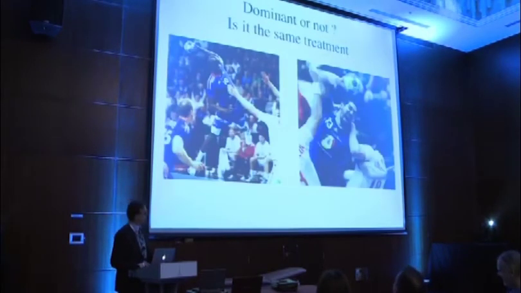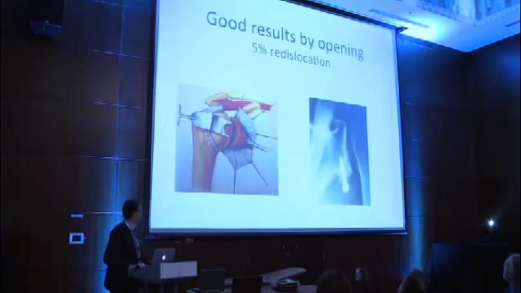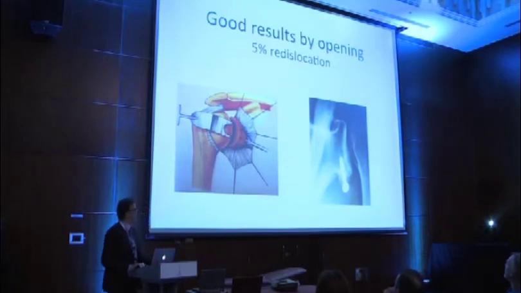Now we are going to talk about shoulder instability, and you see that there are two different cases. In these cases, this shoulder is the dominant one, and if we have the subluxation or luxation of the dominant shoulder, probably the problem is a little bit different than if he has a subluxation of the opposite shoulder, which we can probably consider as a normal one. So for surgery, it's very easy, finally, because open techniques give really, really good results.